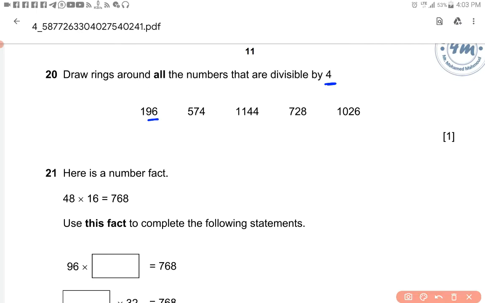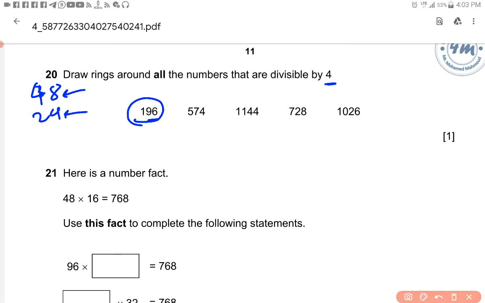To know the number is divisible by 4, you can divide it by 2, then divide the answer by 2 also. 96 divided by 2, it will be 48. Then divide it by 2, it will be 24. The two results are even, so this number is divisible by 4.